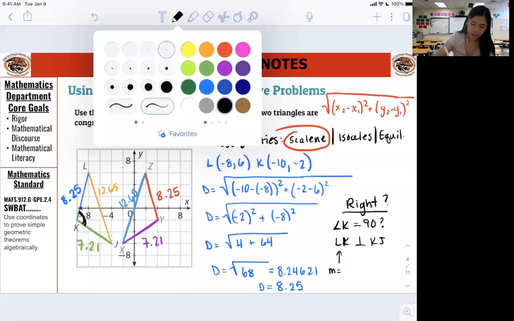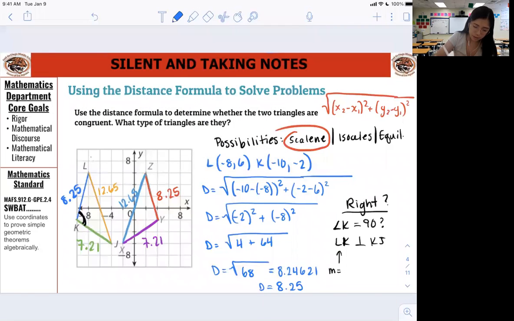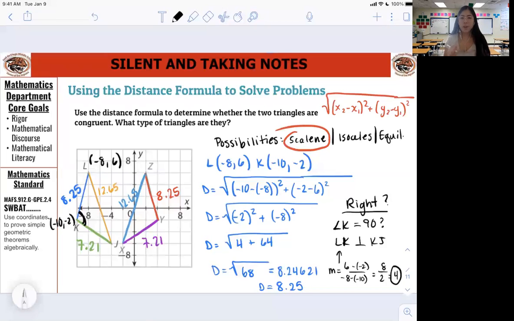Let me label L and K so that we have our numbers. So L was -8, 6, and K was -10, -2. So when I calculate that slope, I would go, this would be 6 minus -2 over -8 minus -10. So this is 8 over 2, which is 4. With me so far?